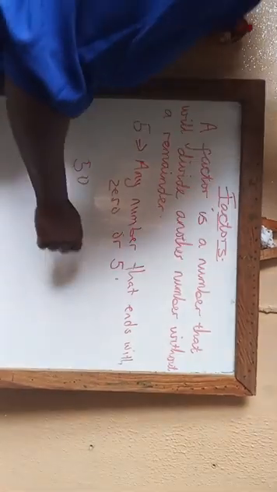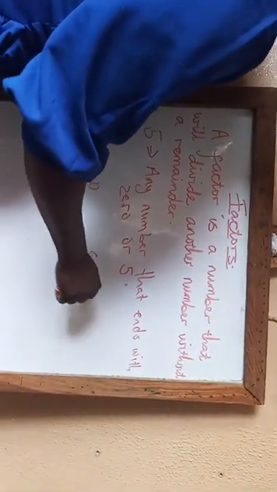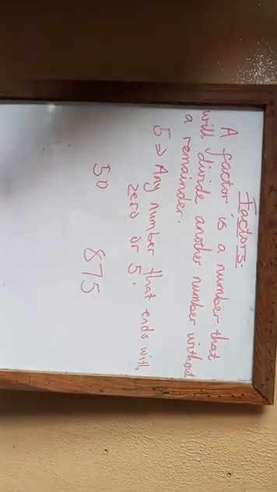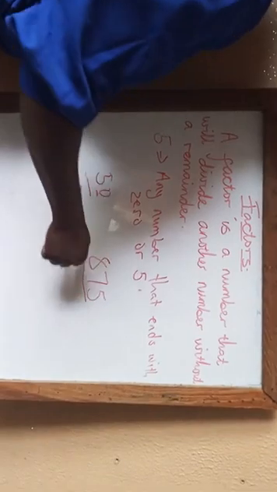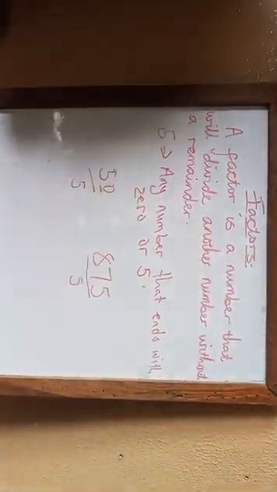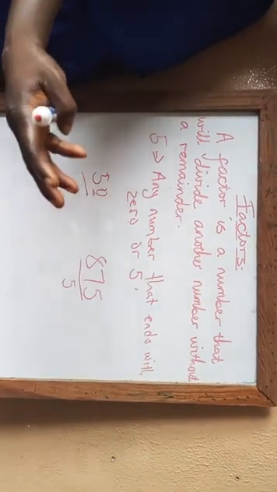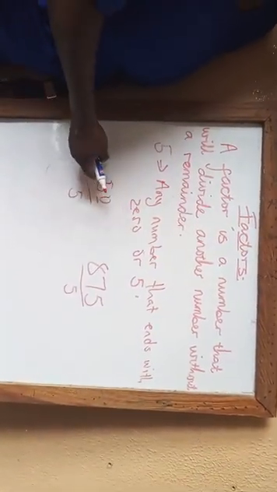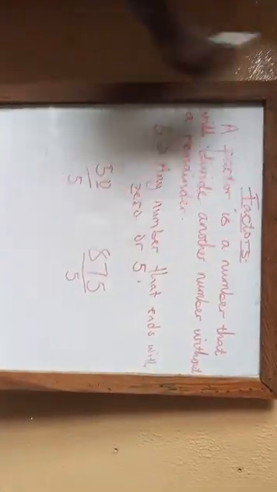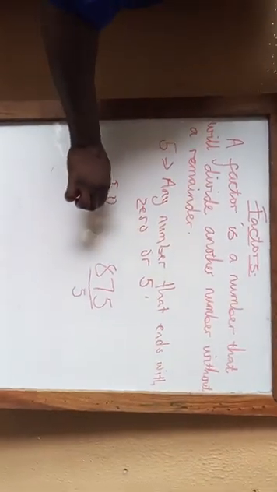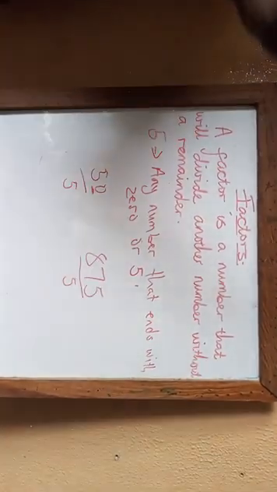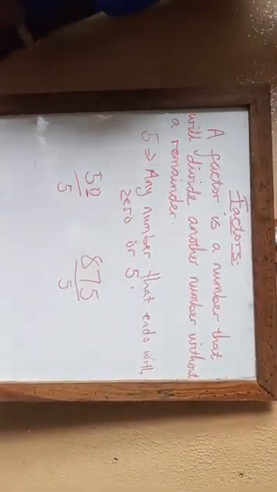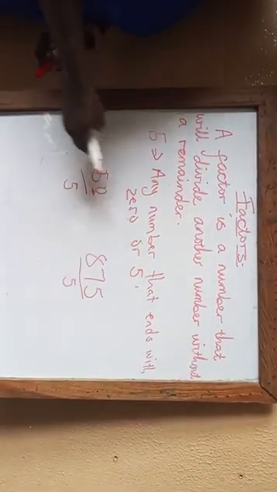550. 875. Because it ends with what? 0. 5 is a factor. It ends with 5. 5 is a factor. Who can tell me another factor for this from what we've learned so far that ends with 0? 2. Yes, 2 is also a factor because it ends with a 0. So any number that ends with 0, you should know that 2 is a factor. 5 will also be a factor of such number because it ends with a 0.